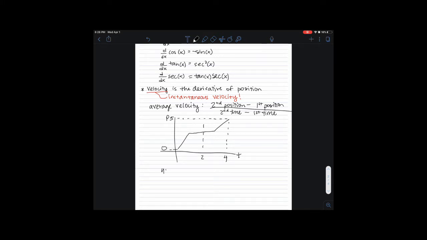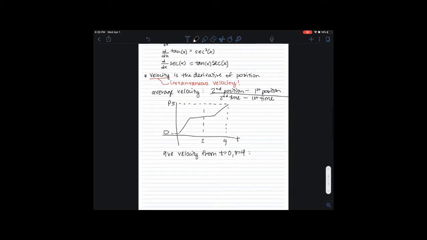So if I were to do my average velocity over the whole time, from t equals 0 to t equals 4, then that would be my second position, which is 5, minus my first position, which is 0. So 5 minus 0 is just 5, over my second time, which is 4, minus my first time, which is 0, so just 4. So that's 5/4.